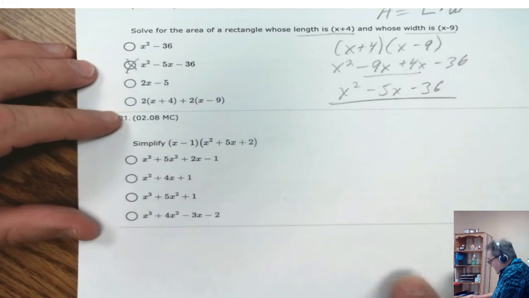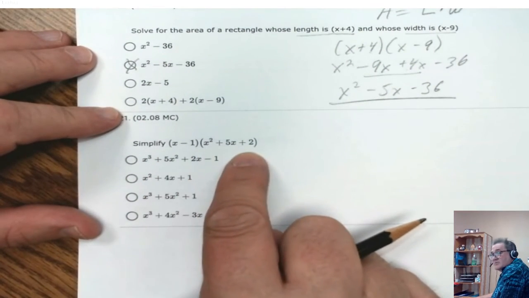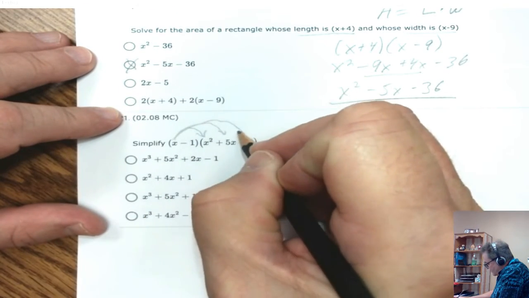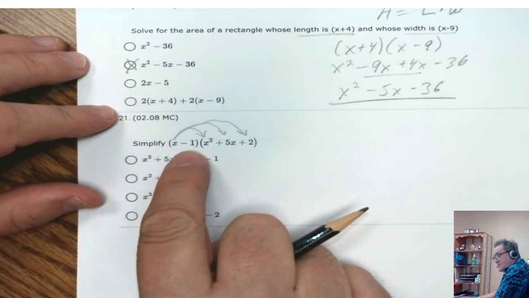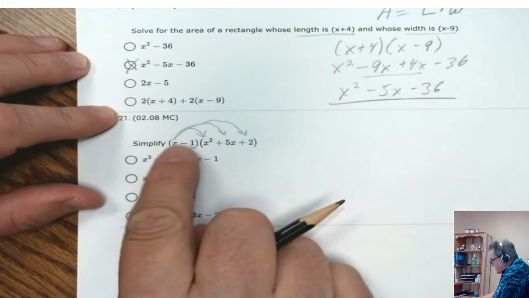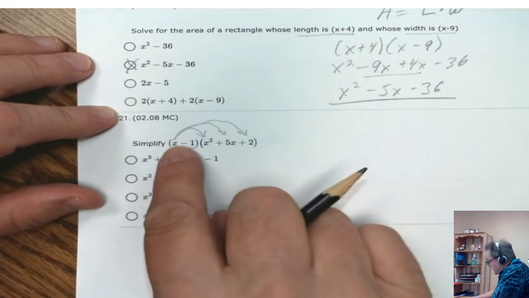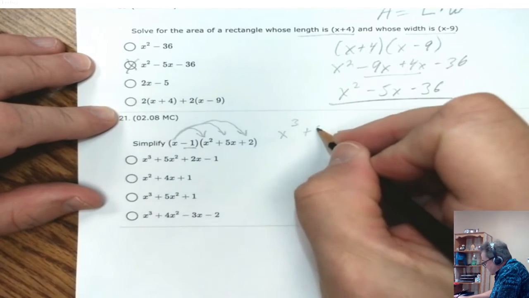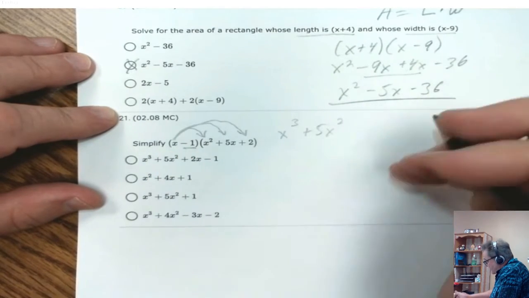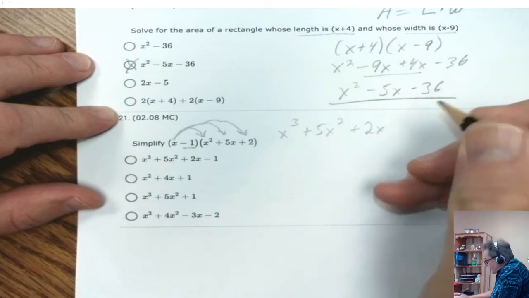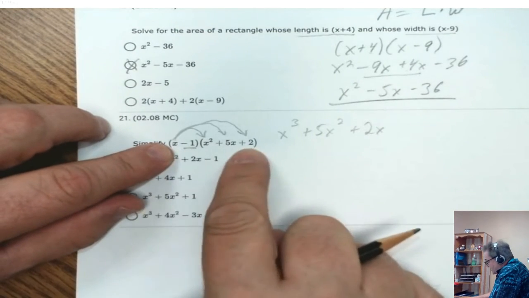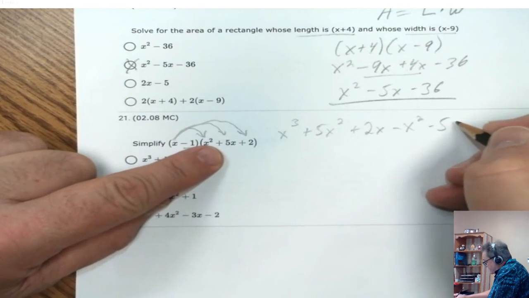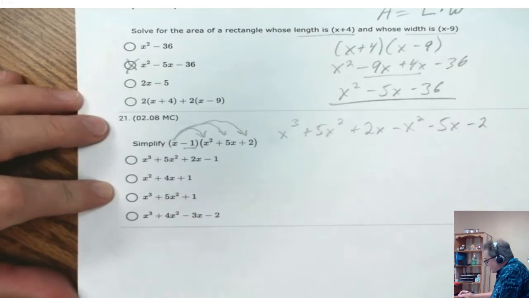All right, we have another one. Multiply this binomial times this trinomial. So we have to distribute x times, and then we have to distribute again with the negative 1, because both of these terms have to multiply times everything in the parentheses. So x times x squared is x to the third. X times 5x, 5x squared. X times 2, 2x. And then negative 1 just changes the sign of all those. Negative 1 times x squared is negative x squared. Negative 1 times 5x is negative 5x. Negative 1 times 2 is minus 2.